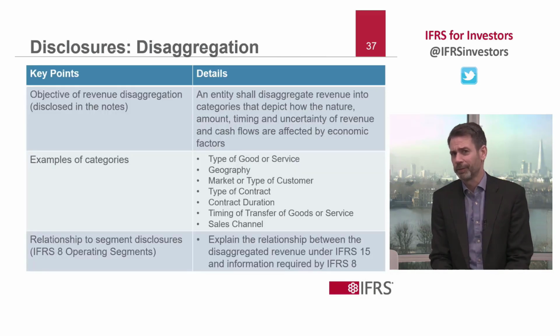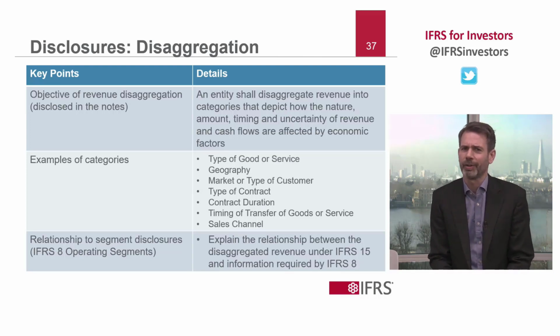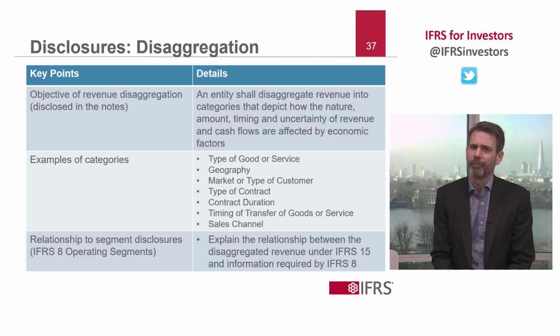Another very useful disclosure for investors is the disaggregation of revenues. IFRS 15 requires companies to break down revenues into categories that depict how revenues are affected by economic factors. For instance, the standard provides examples of categories such as type of goods or service, type of contract, and sales channel. IFRS 15 also requires companies to explain how the breakdown of revenue relates to segment information provided under IFRS 8.